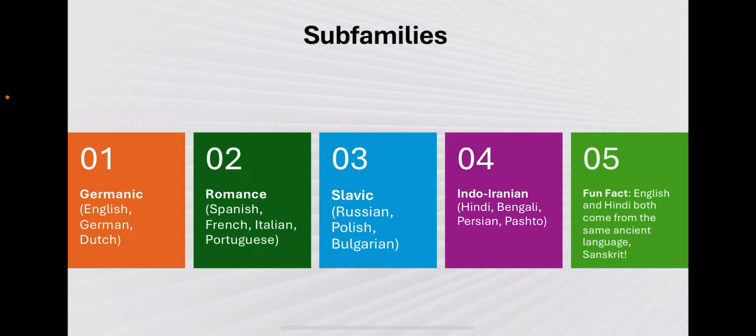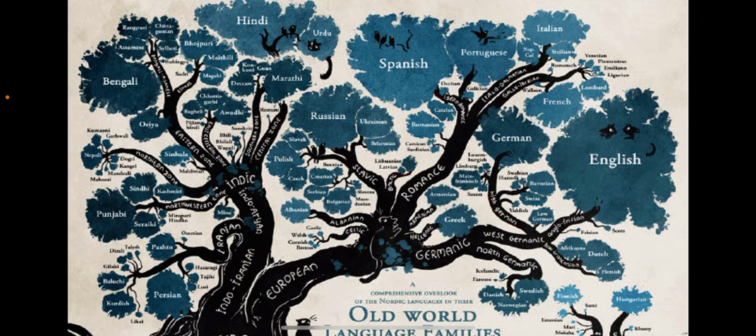Now we proceed with our lecture. The last part was that English and Hindi both come from the same ancient language that is known as Sanskrit, right? This is a fun fact. You can see here that these languages are included in the Indo-European language family, like Spanish, German, English, etc. This is a tree diagram illustration.